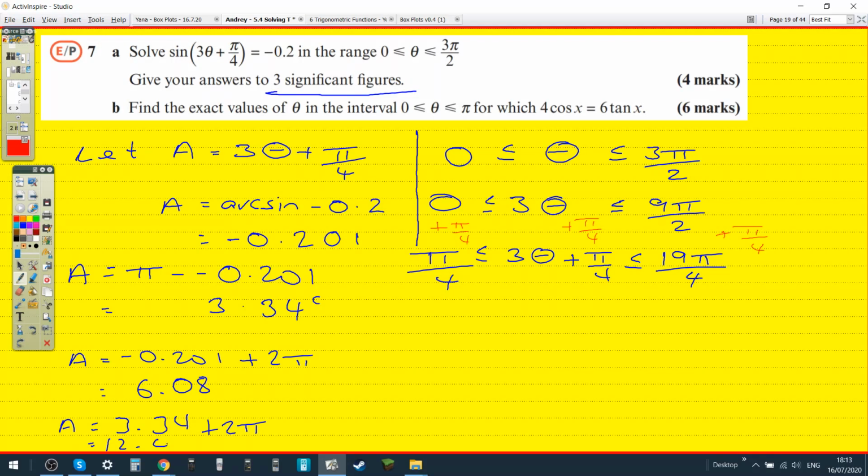Oh, I'll do the other one. So 3.34. I got for that one. I got 3.3 plus 2 pi. I got 9.62.